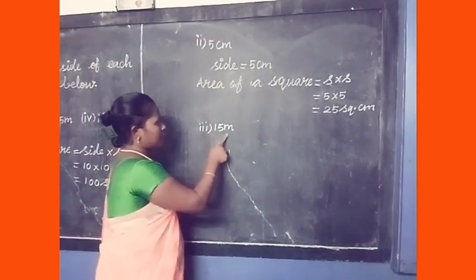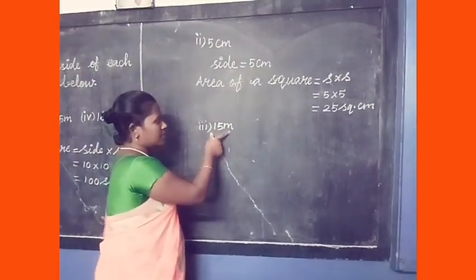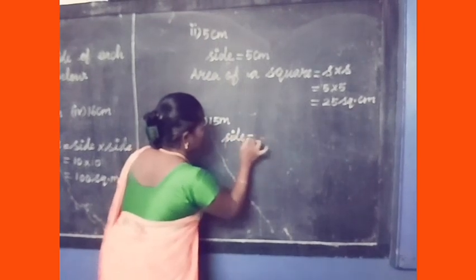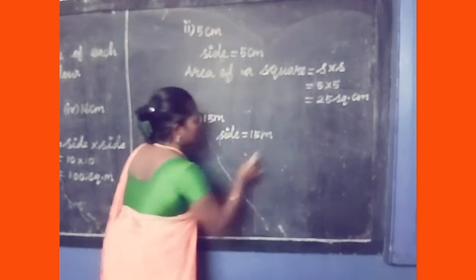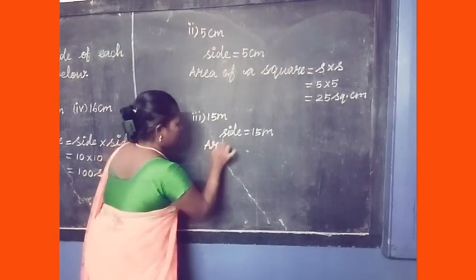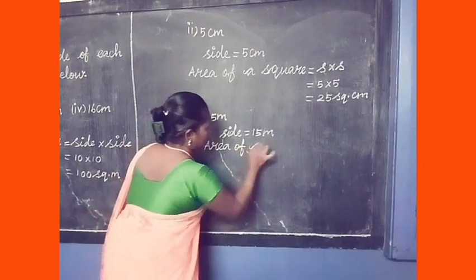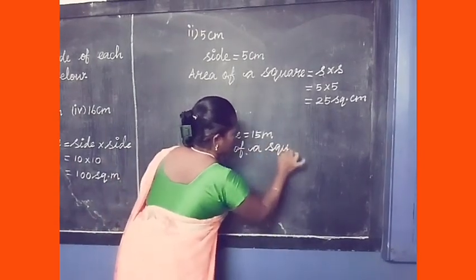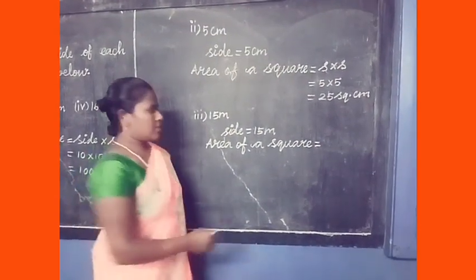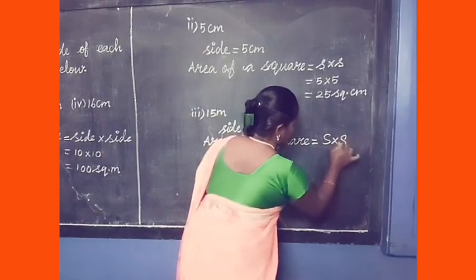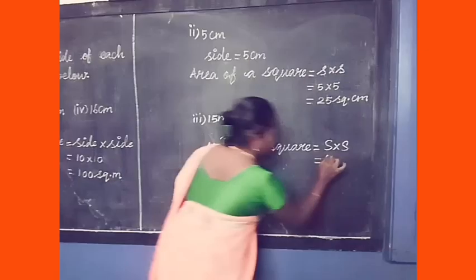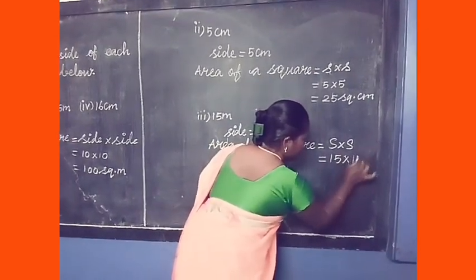Third sum, 15 meter. So 15 meter is the side value. So side is equal to 15 meter. Children, tell me the formula. Area of a square formula, S into S. So the S value is 15 meter. Now we write 15 into 15.